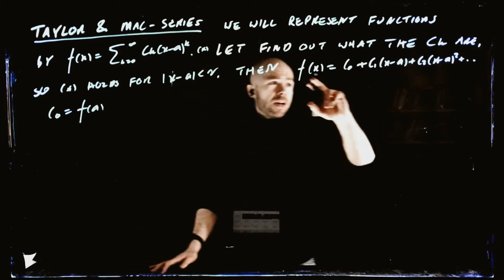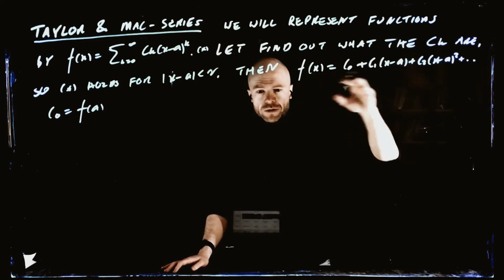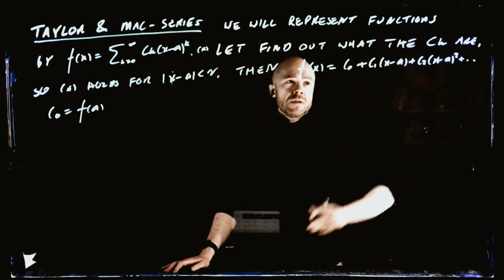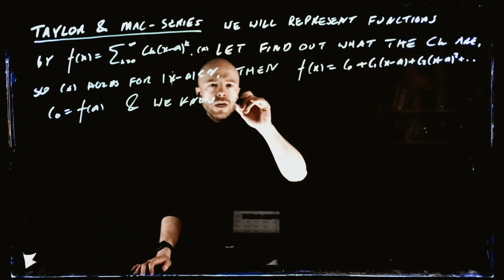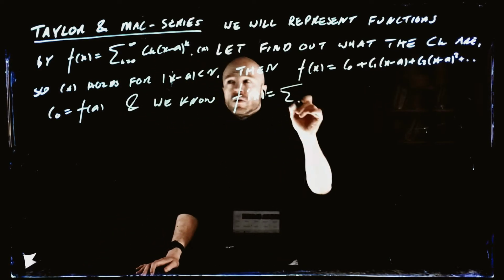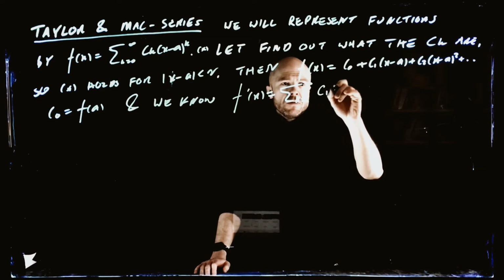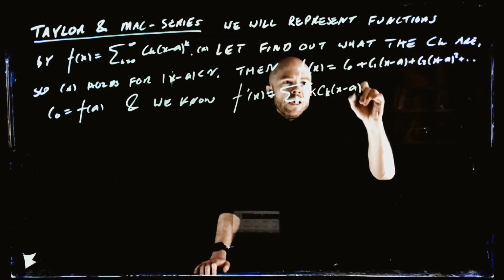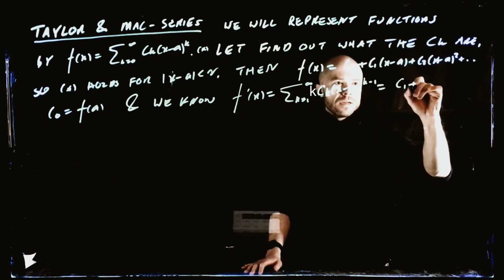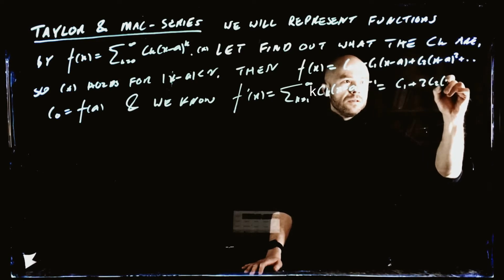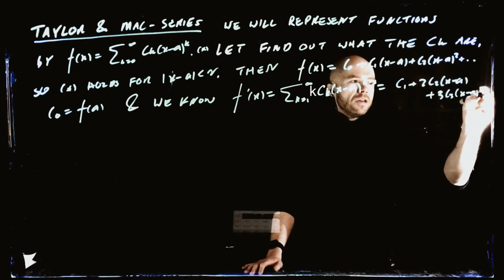But if we have this expression, as we've learned, we can just differentiate this and we have another power series. The power series now represents the derivative. We know that f prime of x is what happens when we differentiate this thing. The constant term just vanishes. So we have the sum from k equals 1 to infinity of c_k (x minus a) to the k minus 1, and then the first term is just c1, and the next term is 2 c2 (x minus a), and the next term is 3 c3 (x minus a) squared, and so on.